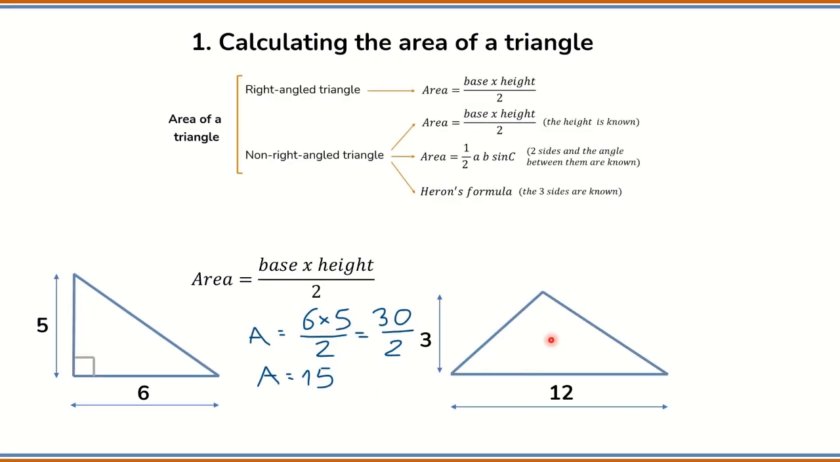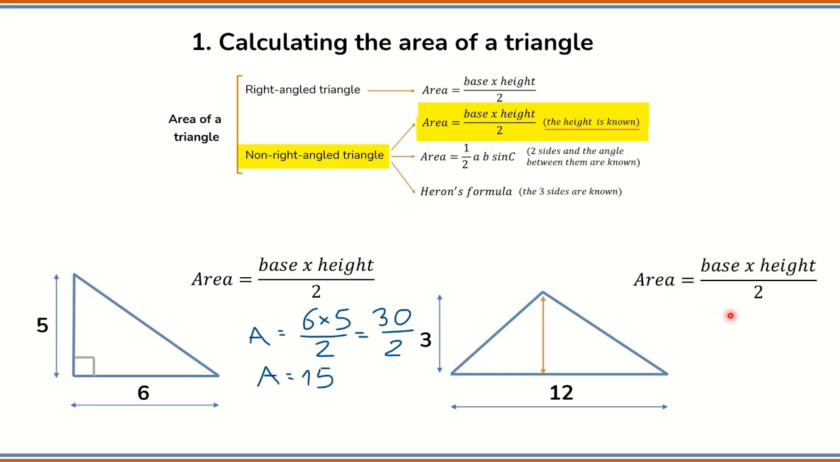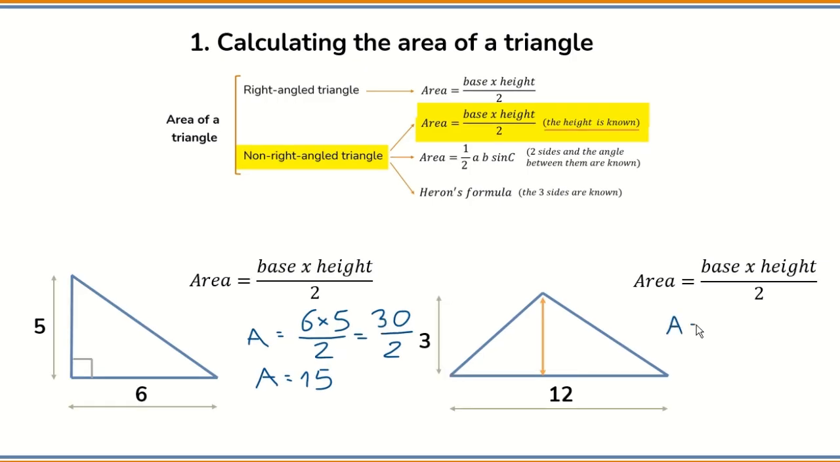This example is a non-right angle triangle, but the height is known, which is 3, so we can apply the same formula, base times height divided by 2. The area is 12 times 3 over 2. This is 36 over 2, and this is 18.